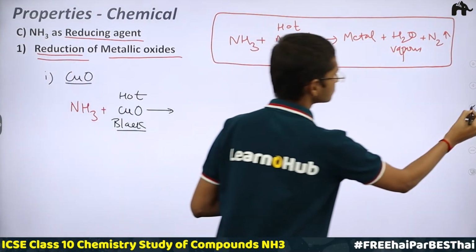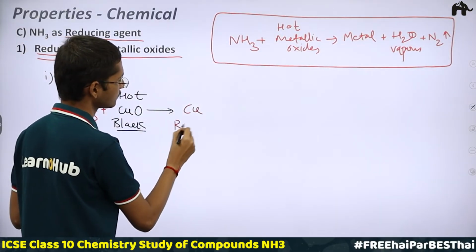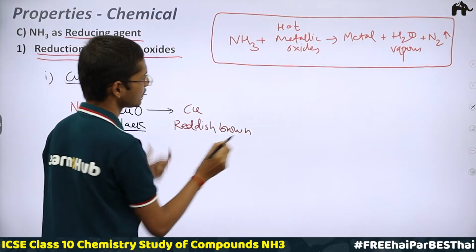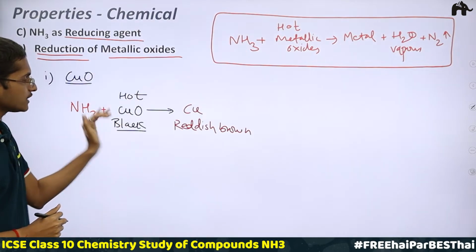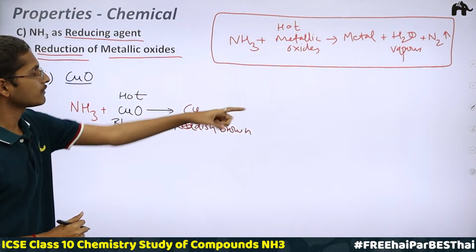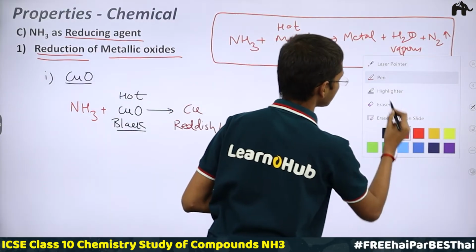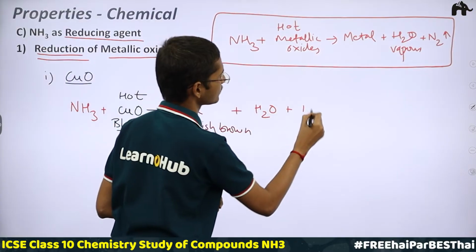Now the copper which is formed is of reddish brown color, because we know the general reaction. The ammonia gas is passed over the hot metallic oxides and it gives us metal, water vapor, and nitrogen gas. So metal we have got, then water vapor simply, and nitrogen gas.